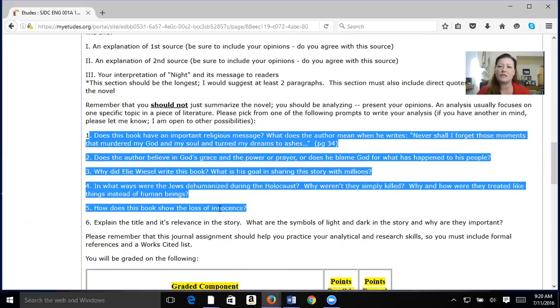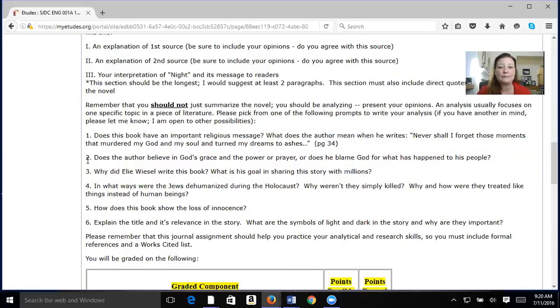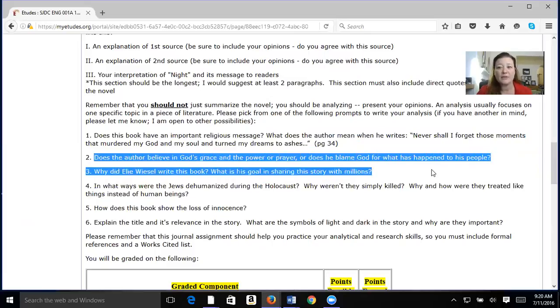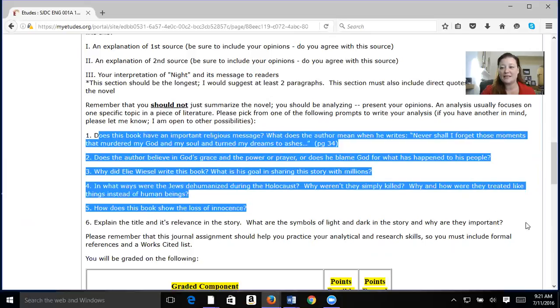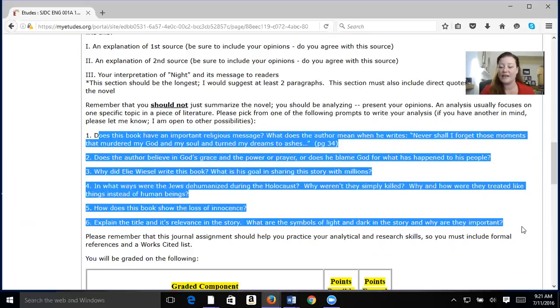Instead, I want you to pick a theme to really respond to. For example, does the author believe in God's grace and the power of prayer, or does he blame God for what has happened to his people? You can go either way on that. There is no right or wrong answer, which is why I love English classes. It's up to you to decide, and you're going to prove that by taking quotes from the book and, again, talking about what other people have said about the book. So hopefully that makes sense. Again, you don't have to stick to one of these 6 things, but I think this is the easiest way to kind of, again, shape your analysis.